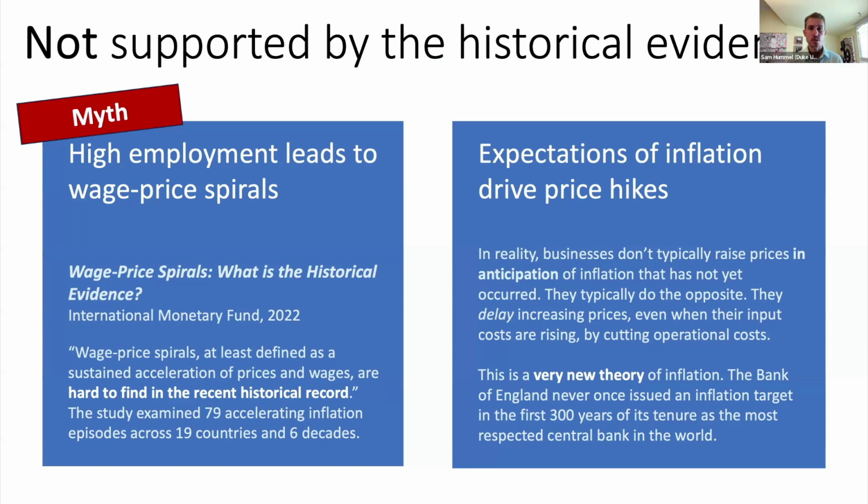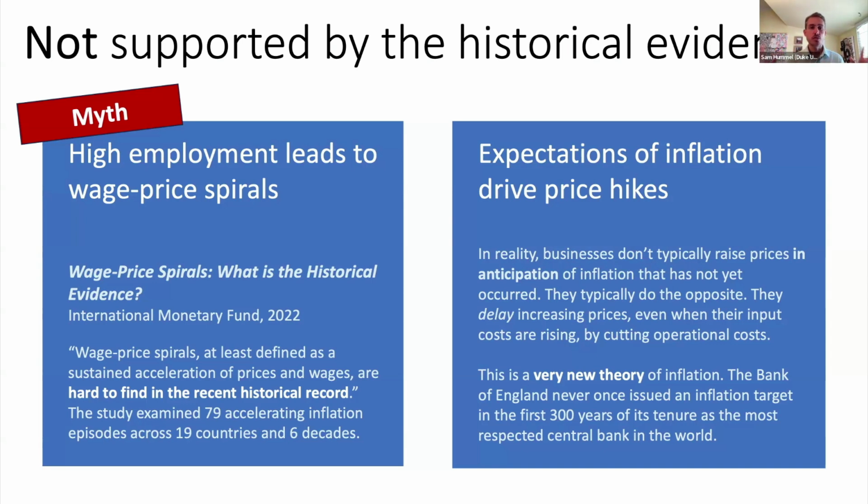They typically do what's called markup pricing. They add up their costs and then they put 10% on top of it or something like that. And when you're in an inflation, they don't even do that. They actually do the opposite of raising their prices in anticipation of inflation that has not yet happened. Instead, they typically delay increasing prices, choosing instead to cut operational costs so that they can keep prices from rising on their customers too quickly, even as their own costs are rising, right?